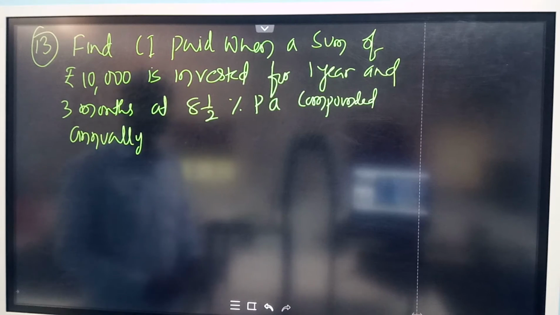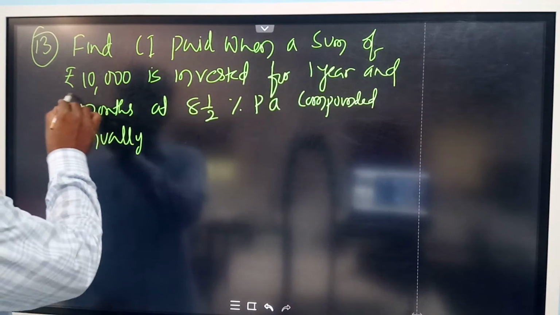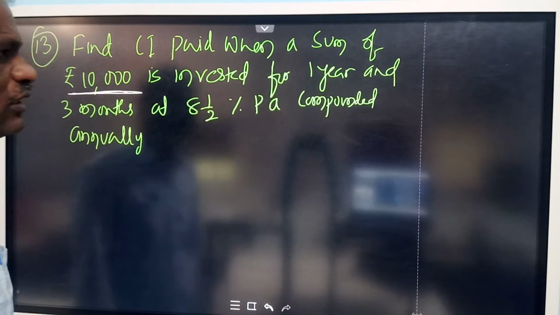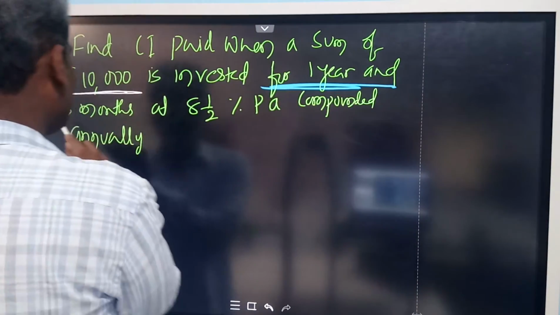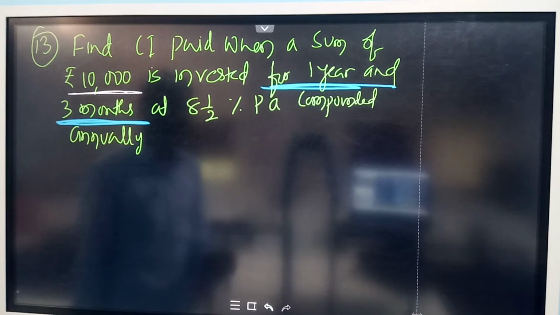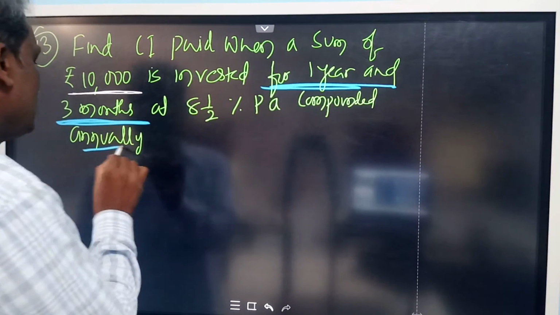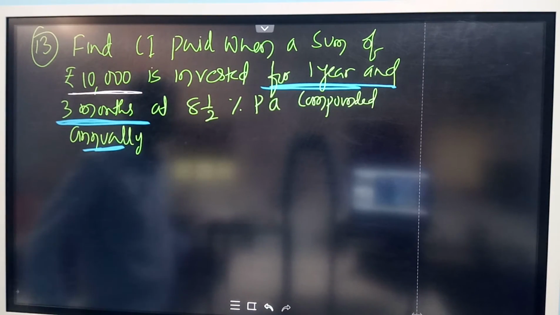Find the compound interest paid when a sum of rupees 10,000 is invested for 1 year and 3 months at 8.5% per annum, compounded annually. This is for 1 year and 3 months. It is an annual calculation.